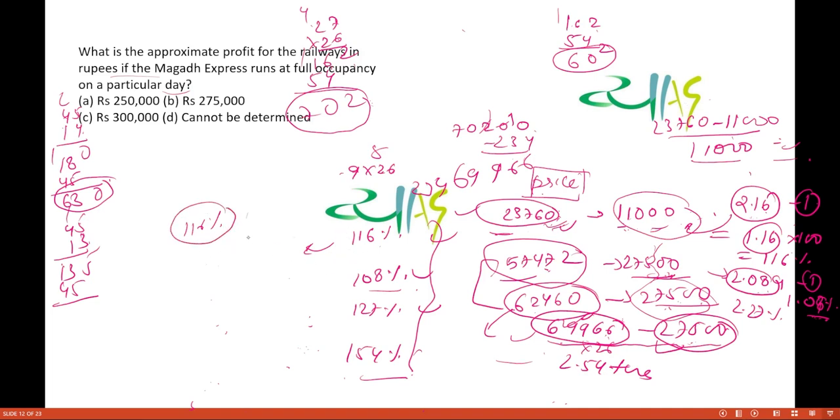So if we multiply 11,000 into 116, what are we going to get? We are talking about profit, so profit we are calculating. So 11,000 into 116, divided by 100 you will do. So your profit is 12,760 per bogie. कौन सा? 3 tire. Okay, so in 3 tire you are having this much profit.